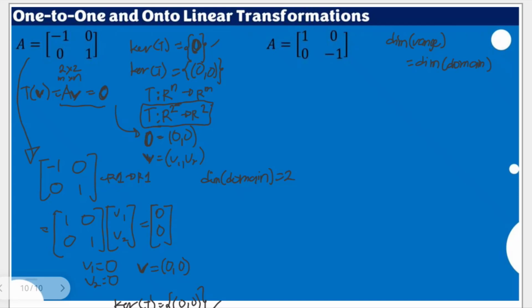Now, to show that this is an onto linear transformation, we need to show that the dimension of the range is equal to the dimension of the domain. How do we show the basis for the range? The basis of the range will be identified by the number of columns that are part of the column space of A. Column space of A here.